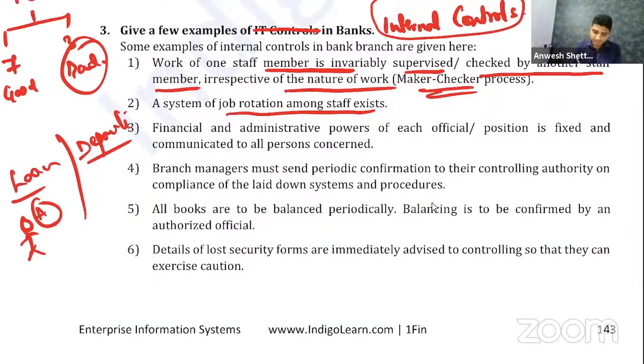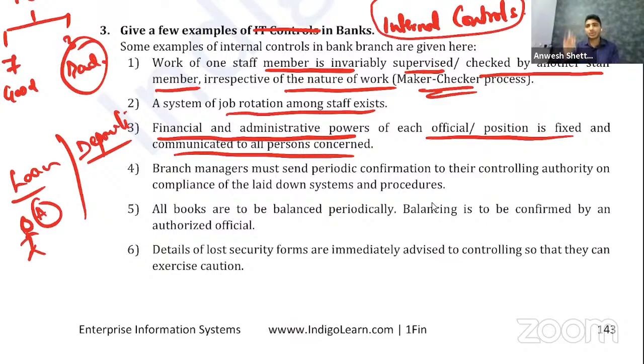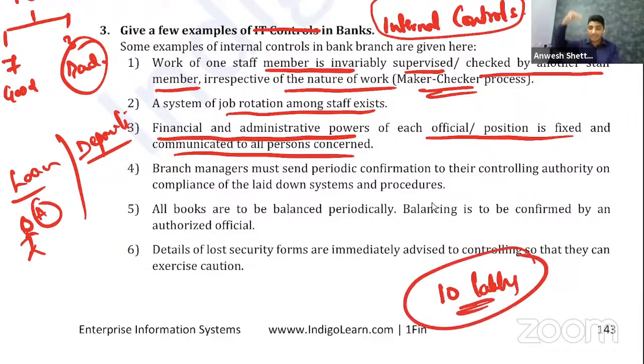Next, financial and administrative powers of each official is fixed and communicated. So in banks, there is an internal control. That is, can a branch manager give 100 crore loan? No. Okay. So every bank will fix, okay, this branch manager can give, let us say, max to one customer 10 lakhs, not more than that. Okay. So this is decided by the bank and communicated to the branch.